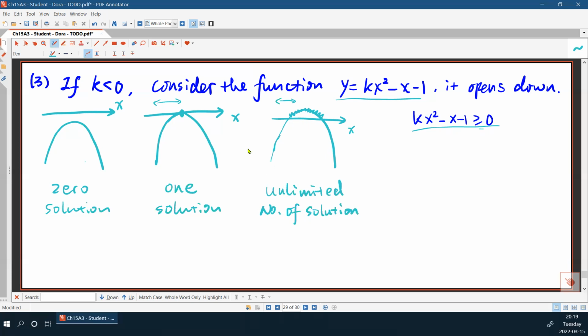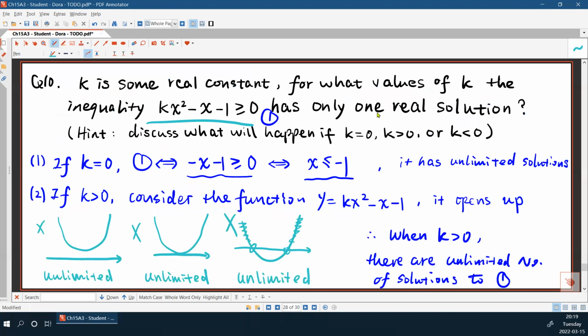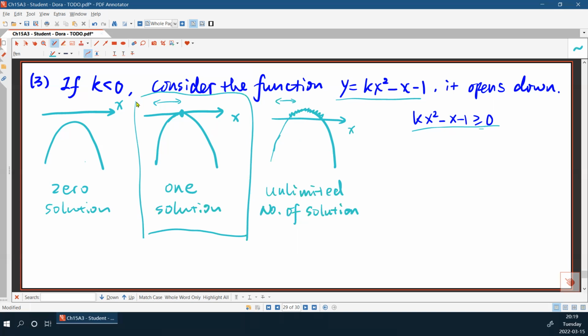So which situation is a possible situation? Apparently only this situation, right? Because the question states that this inequality has only one real solution. That means only in this situation do we have only one real solution. So according to our discussion, this function, let's call it number 2, only has one x-intercept.